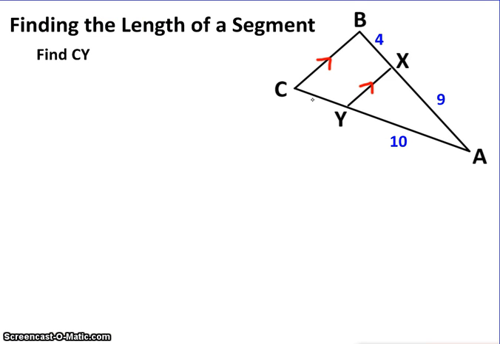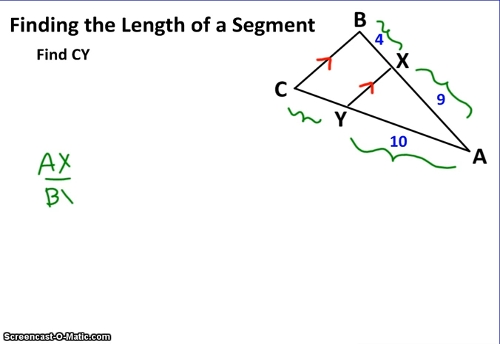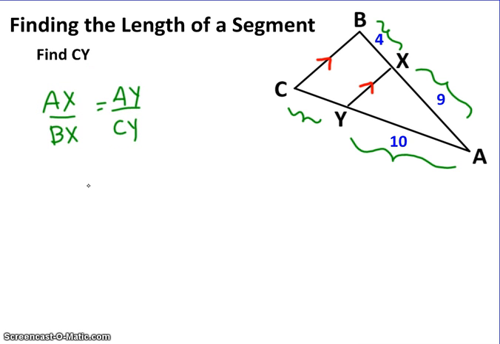It says here we need to find CY. What is this missing link? Remember that according to the triangle proportionality theorem, this number divided by this number should be equal to this number divided by this number. So we have AX over BX equals AY over CY. So plugging that all in, AX is really 9, BX is really 4, AY is really 10, and we still don't know CY.